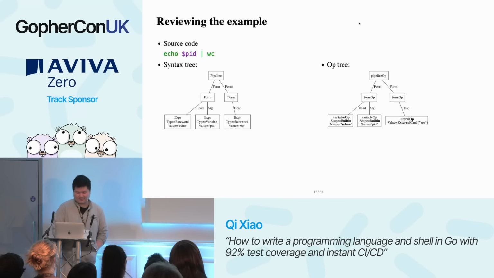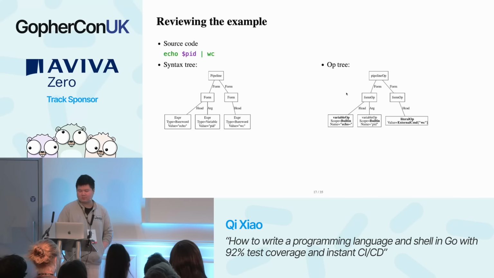All right, this is the same slide from before, just a reminder of what we have done. We go from source code to a syntax tree, and then we go from syntax tree to the op tree, although the more interesting bits actually happen in the exec method of each of these different nodes.